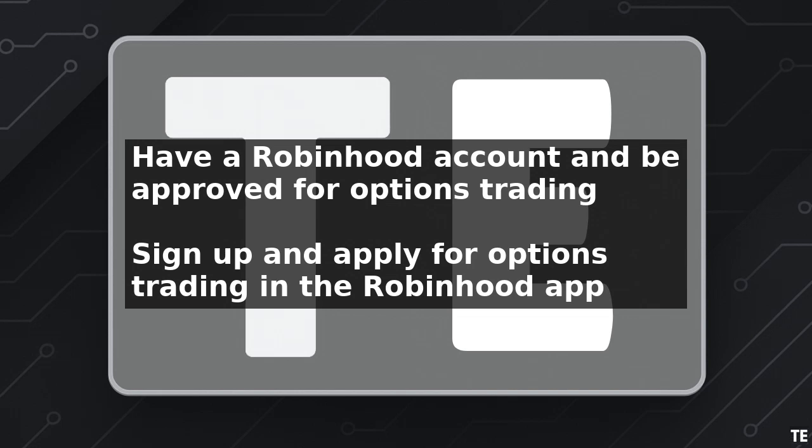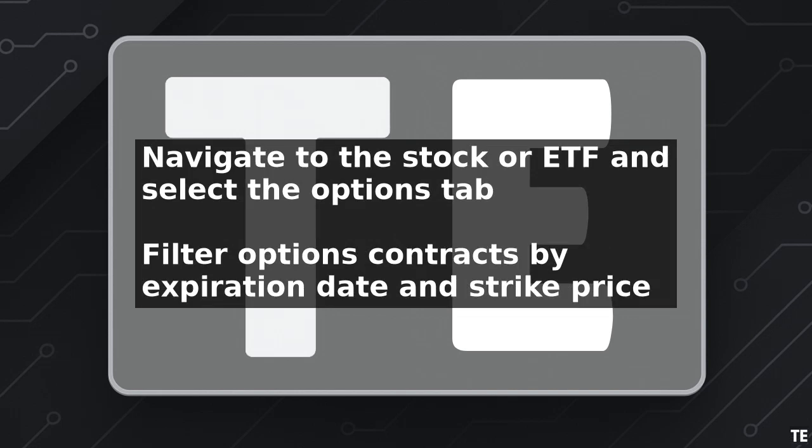You can filter the options contracts by expiration date, strike price, and type, which can be either call or put. A call option gives the buyer the right to buy the underlying stock at the strike price, while a put option gives the buyer the right to sell the underlying stock at the strike price.